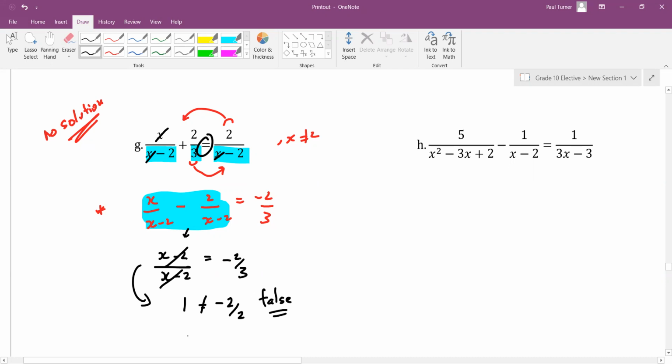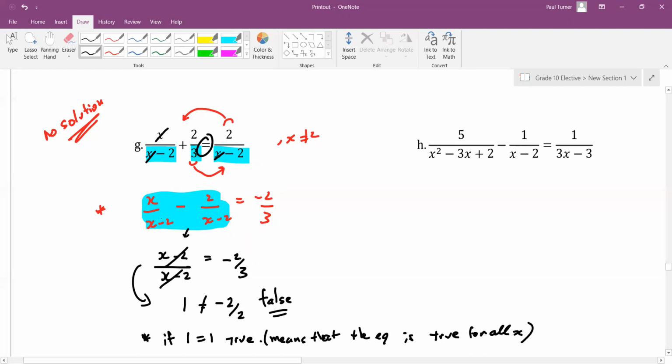If you ended up with 1 equals 1, which is true, then we would say it's true for all values of x. So if that happened, if you had 1 equals 1, it means that the equation is true for all x. The x would still disappear, but you still end up with a true statement, which means it would be true for all values of x.